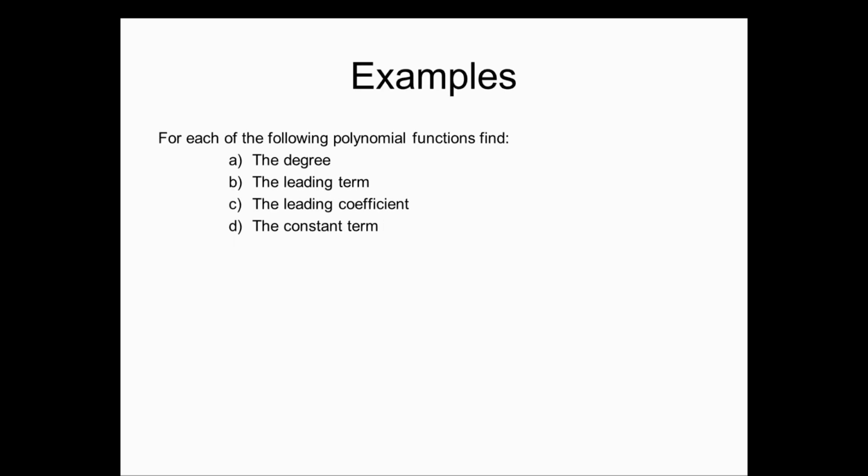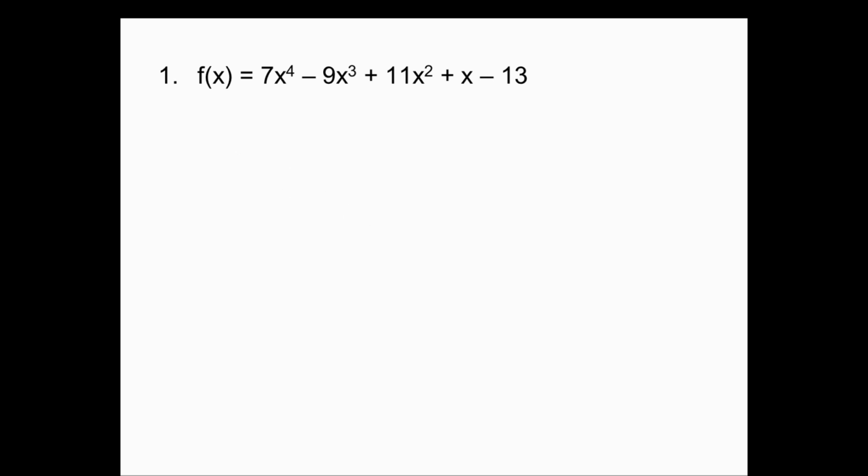Let's try some examples. For each of the following polynomial functions, find in Part A the degree, Part B the leading term, Part C the leading coefficient, and Part D the constant term. So our first one, I've got f of x equals 7x to the fourth minus 9x cubed plus 11x squared plus x minus 13. Notice it is written in descending form. So the degree, remember, is the largest exponent on a variable. Don't look at exponents on numbers, but exponents on variables. So the degree is 4.